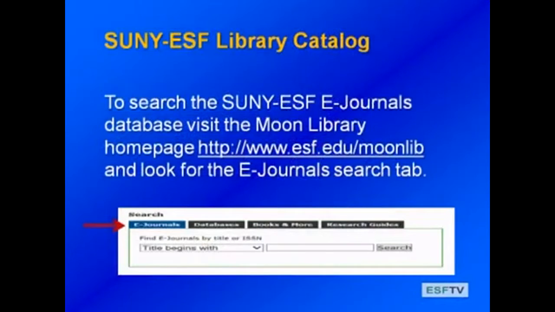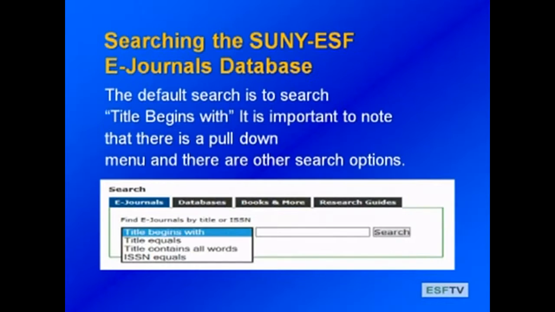To access the eJournal database, you want to go to the Moon Library homepage, which again is www.esf.edu/moonlib. To search the eJournals database, it's actually the default search: eJournals, and then it has a default search of find titles that begin with. We're going to talk about the other ways that you can find journal titles. There's more than just that default search.